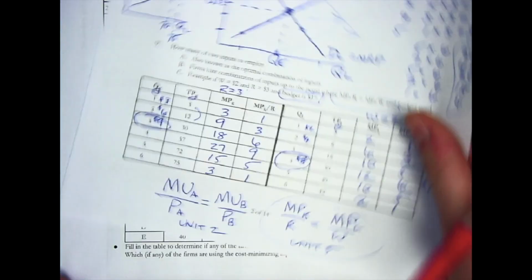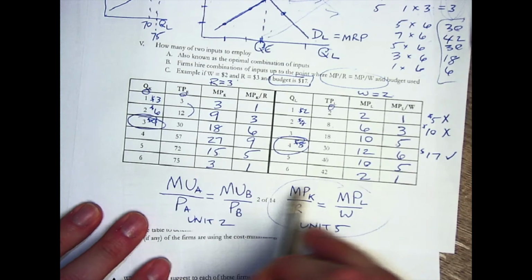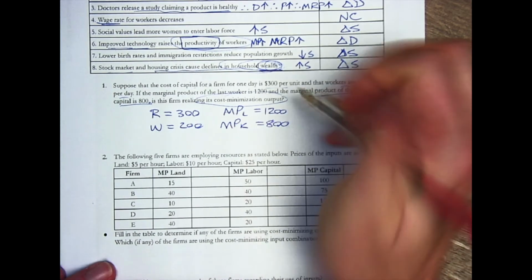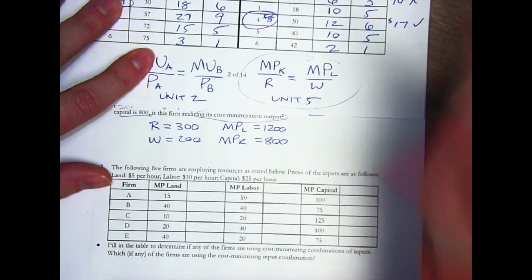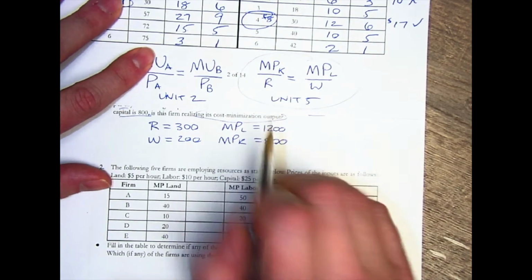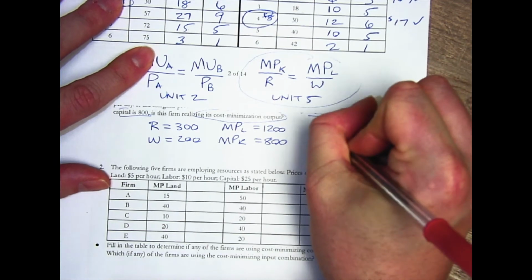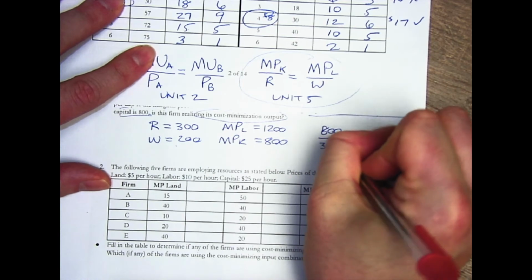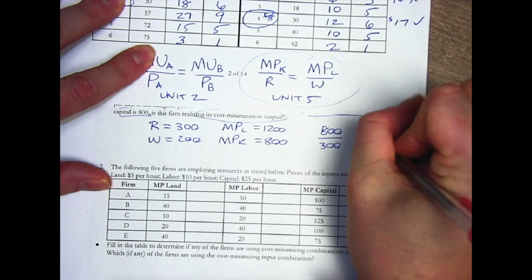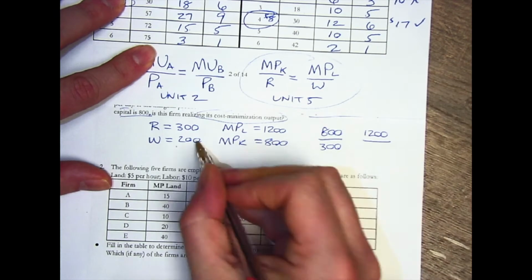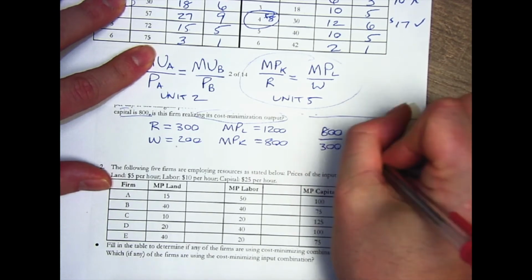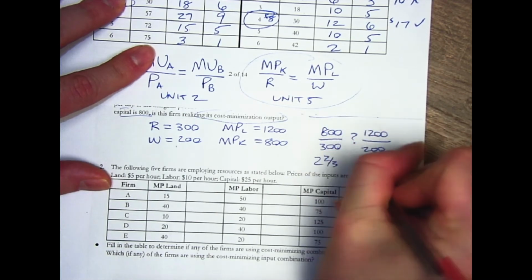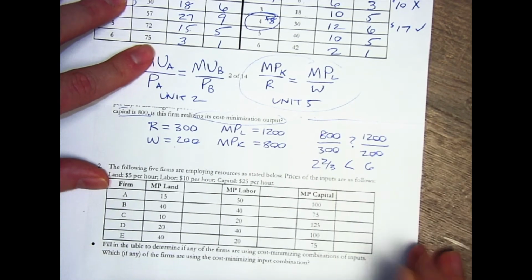What that's saying is, are they doing this correctly, this problem that we just solved? Well, this is a lot easier, actually. All we have to do is put MP of K over R. So that's 800 over R, 300. And then we put MPL, 1,200, over the wage, 200. And we say, are these equal? That's 6. That's 2 2/3. No, they are not. 6 is bigger than 2 2/3.